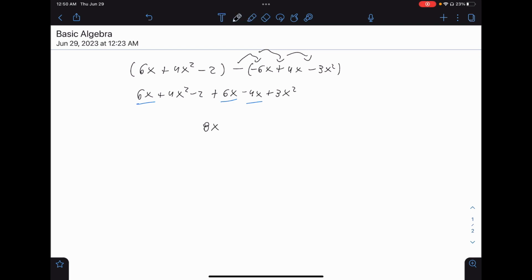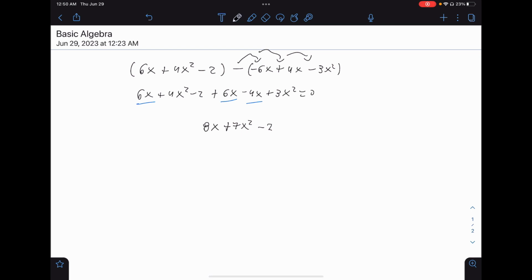8x. What else is like? Oh, we have an x squared here and an x squared here. Great. Let's add them together. So 4x squared plus 3x squared, that's 7x squared. Okay, negative 2 on its own. There are no other real numbers. So minus 2. And that's it.